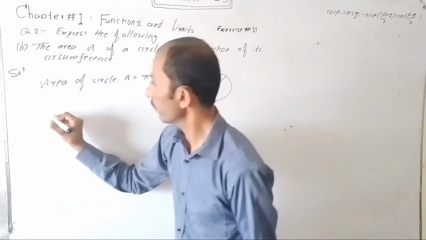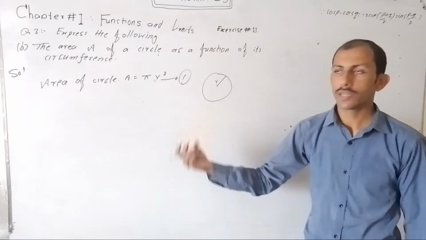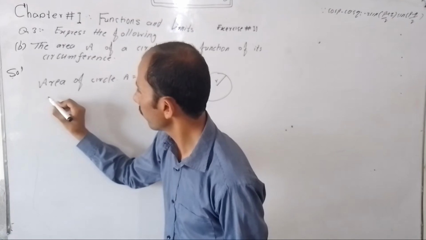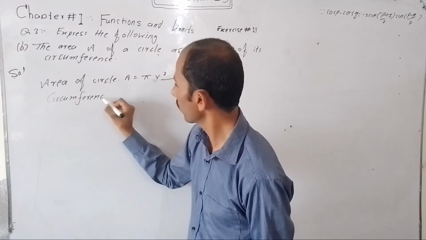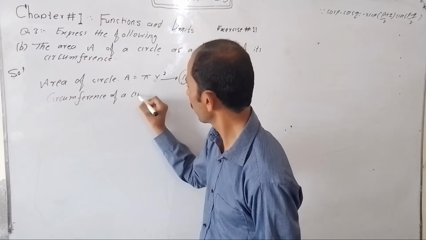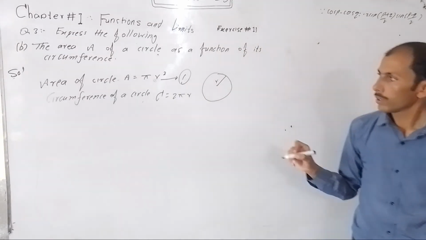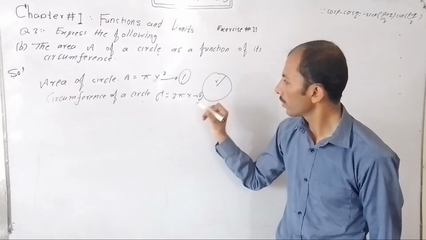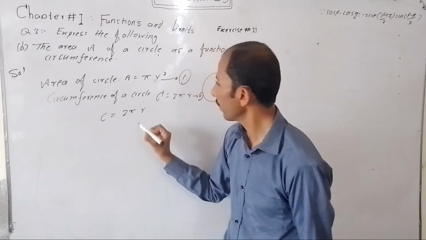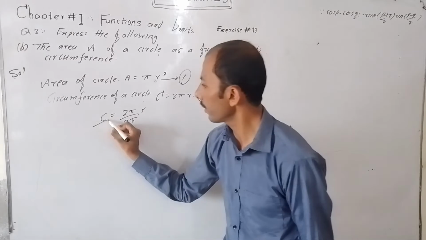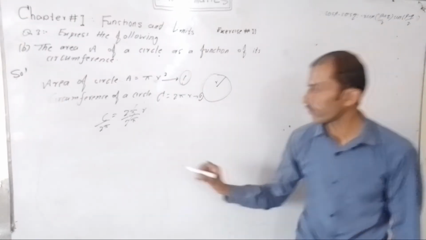Equation number 1. Circumference of circle C is equal to 2 pi r. Equation number 2. So C is equal to 2 pi r. Dividing by 2 pi on both sides, 2 pi cancels. r is equal to C divided by 2 pi.